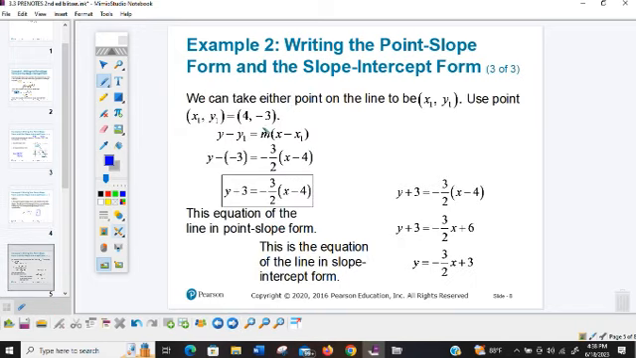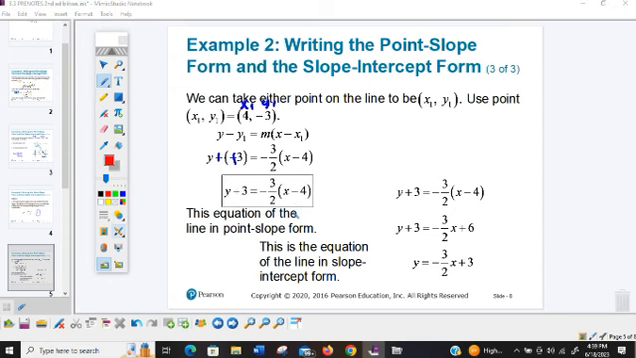We have our m. They chose to use this point for negative 3. So this is our x1, y1. Okay, so we're going to have y minus y1 equals m times x minus x1. Minus a negative here turns to positive. So we have y plus 3 equals negative 3/2 times x minus 4. Now that is called point slope form.